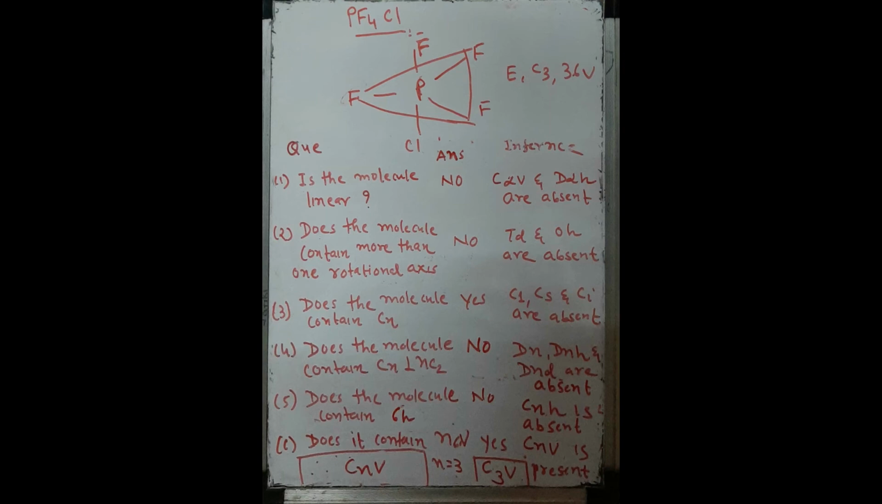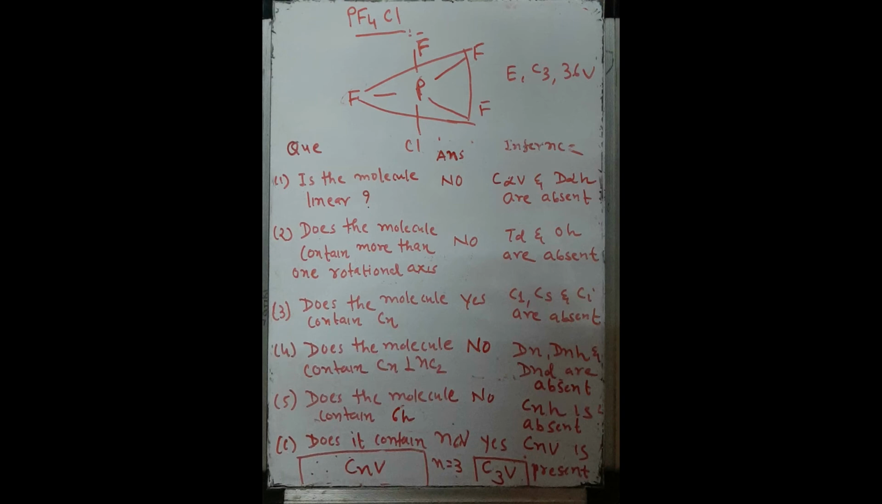PF4Cl is having a trigonal pyramidal structure. It contains E, C3 and 3 vertical planes. Same way we are going to ask the question, is the molecule linear? Answer is no, that means C infinity V and D infinity H are absent.